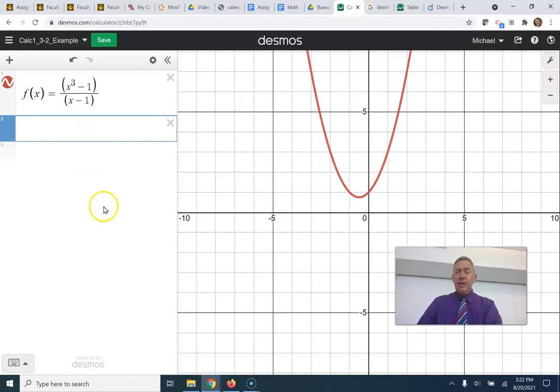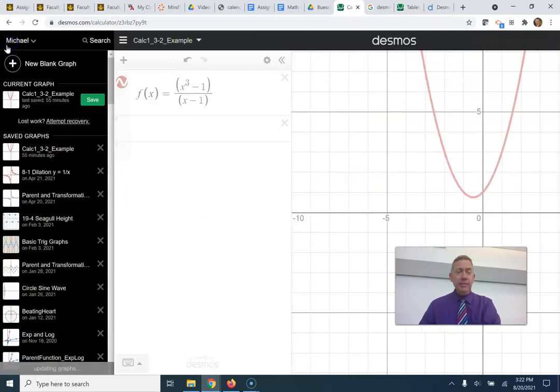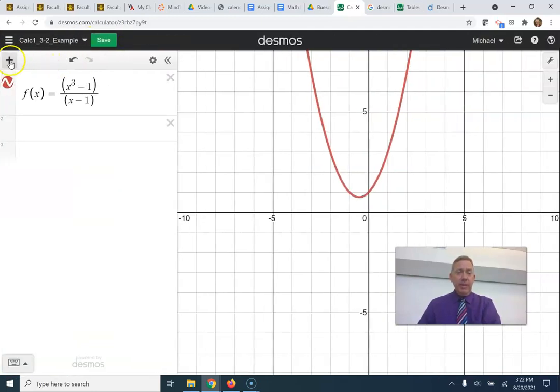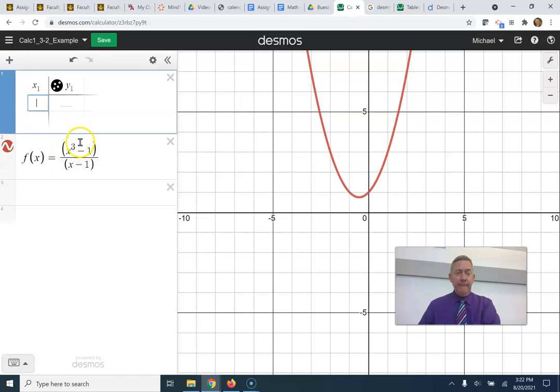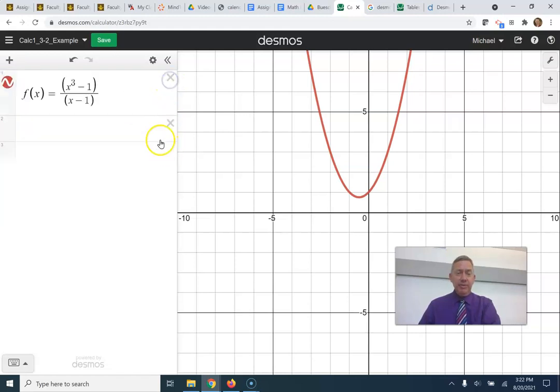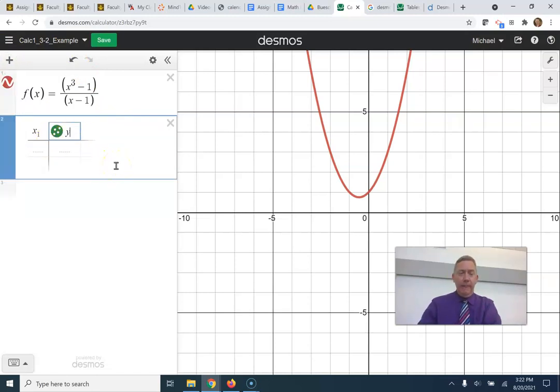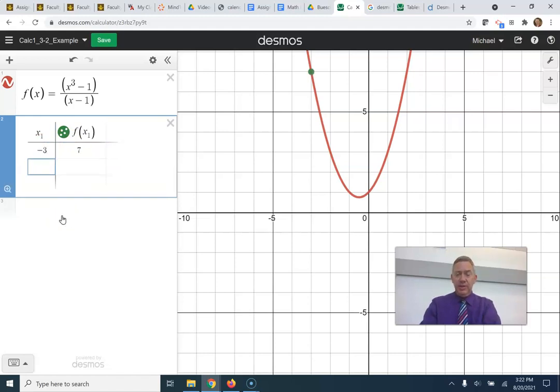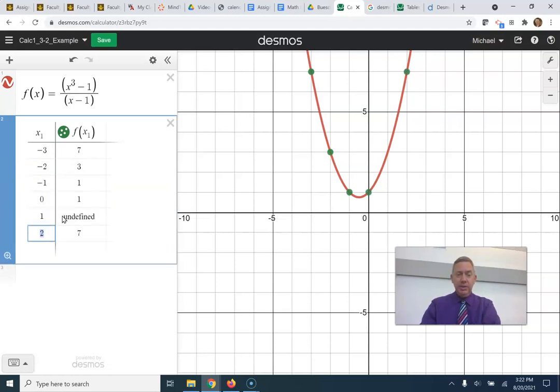So I want to make a table and look at some values. I will insert a table here. Make me a table. Great. And instead of y1, I will put f of x1. And now I get a table. And so I can fill it in with nice little values like x is negative 3, y is 7, negative 2, negative 1, 0, 1, 2.